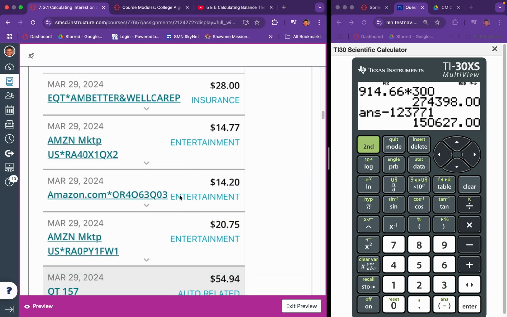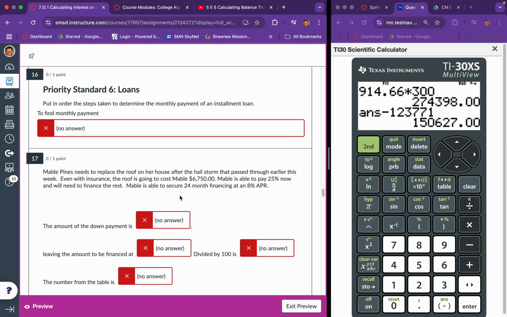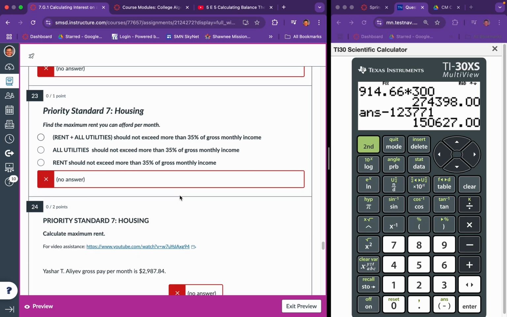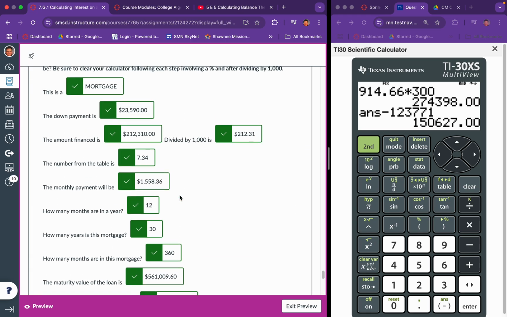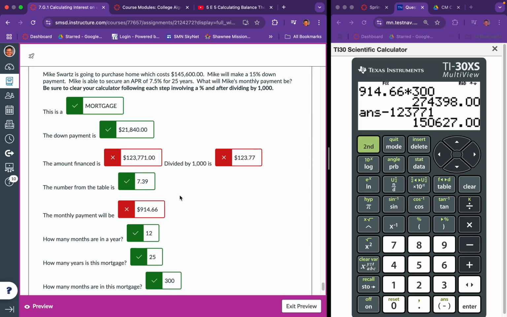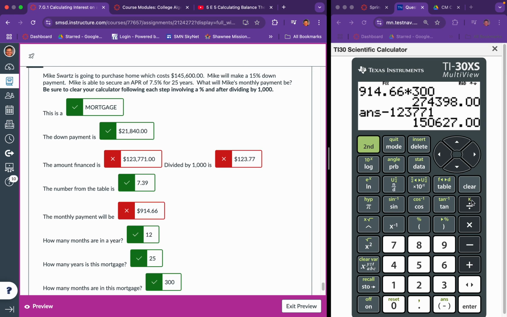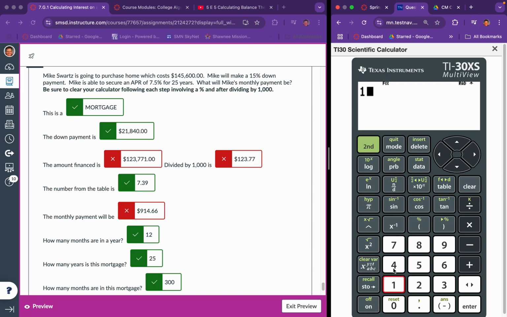Let's see if we got them right. They were at the very end of this assignment. Yes, and oh, dang it. Okay, so this one was correct. Now I wonder if this is me or the key. So, 1,456 minus 21,840. Oh, it was me. It was not the key. 123,760. Let's see if that's what I had in the key.